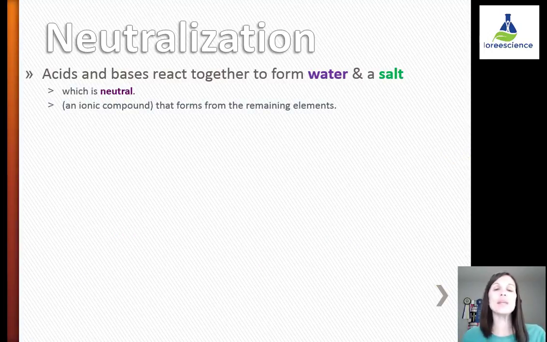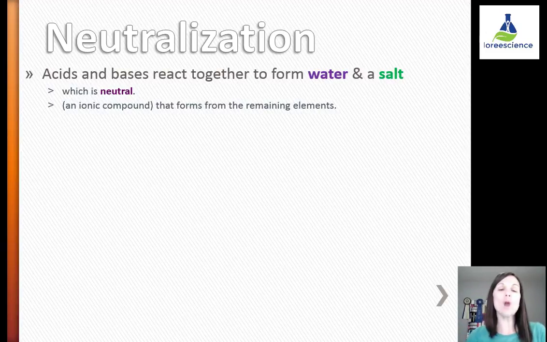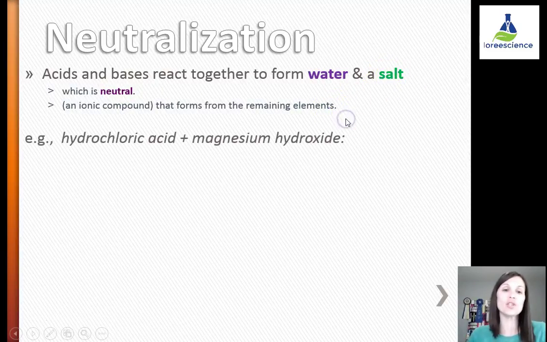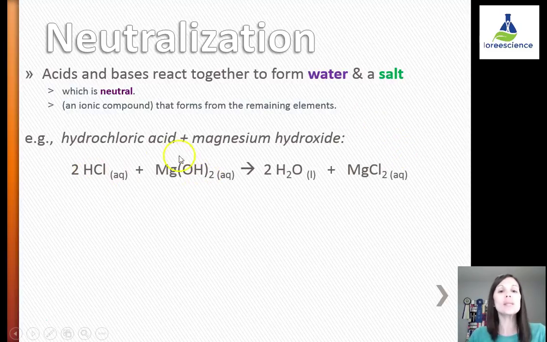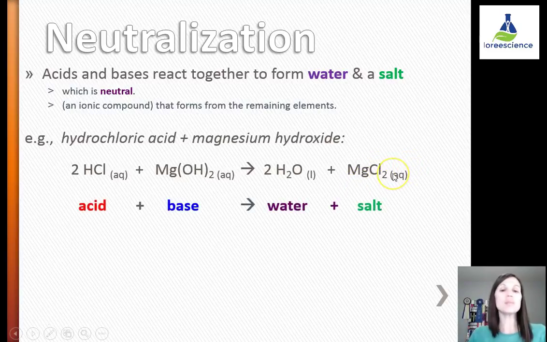So acids and bases, when they react together, participate in what is called a neutralization reaction. And there will always be 2 products, water and salt. Water, which is neutral, hence the name neutralization reaction, and the remaining elements will produce a form of a salt, an ionic compound. For example, if there's hydrochloric acid, or HCl, plus magnesium hydroxide, your base, you will get water, H2O, and magnesium chloride. That is the salt in this case. Acid plus base will always yield water and a salt.